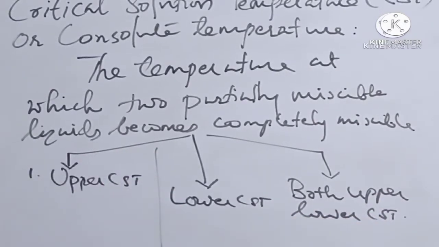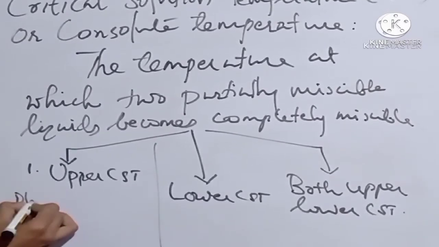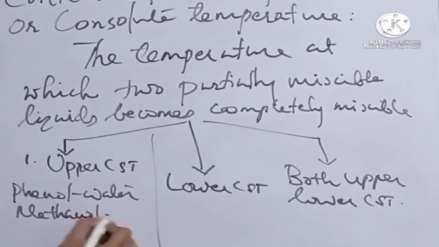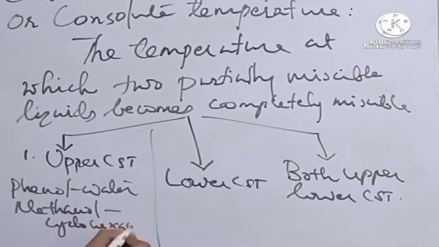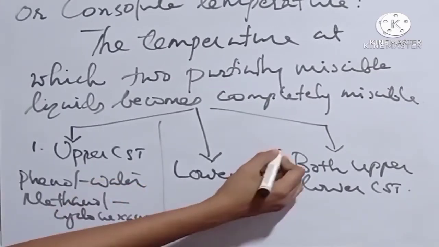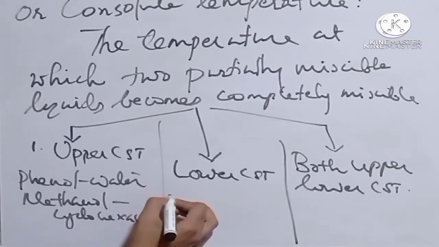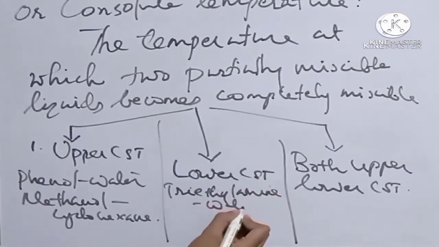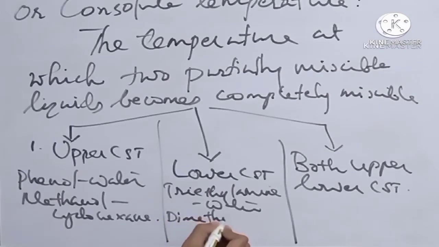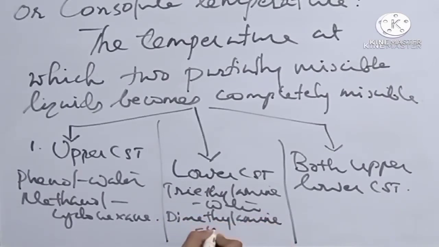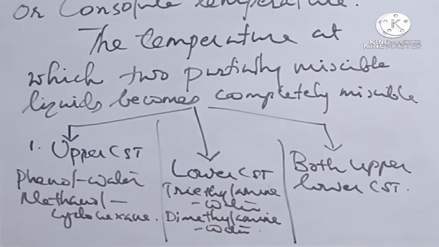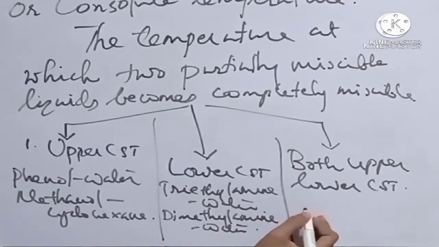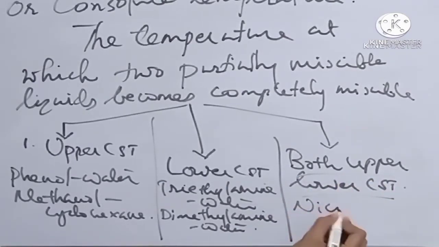Examples are: binary liquids having upper CST are the phenol water system, then the methanol cyclohexane system, etc. Then binary liquids having lower CST are the triethylamine water system, the dimethylamine water system, etc. And the third one is the binary liquids having both upper CST and lower CST. The best example is the nicotine water system.